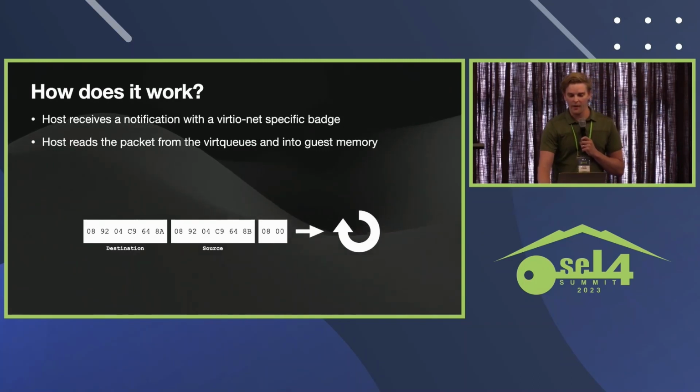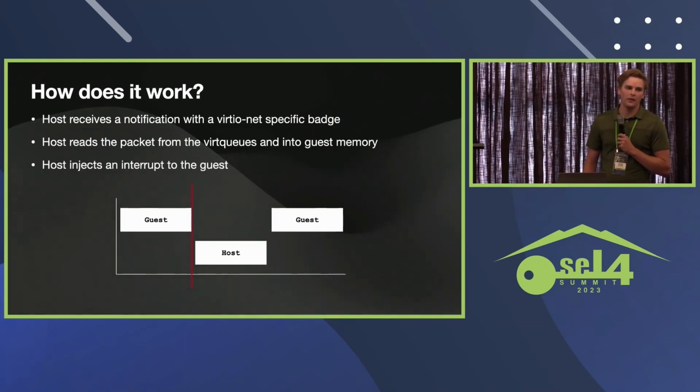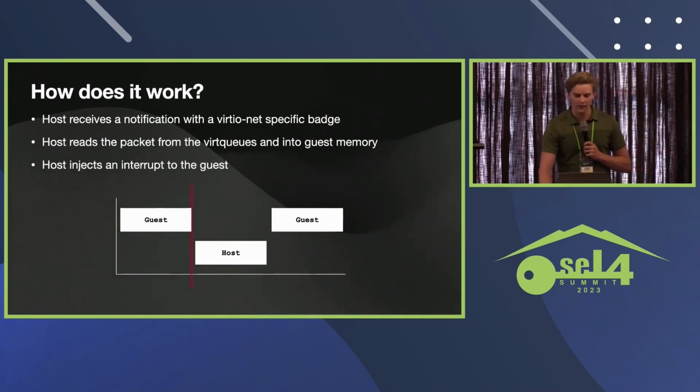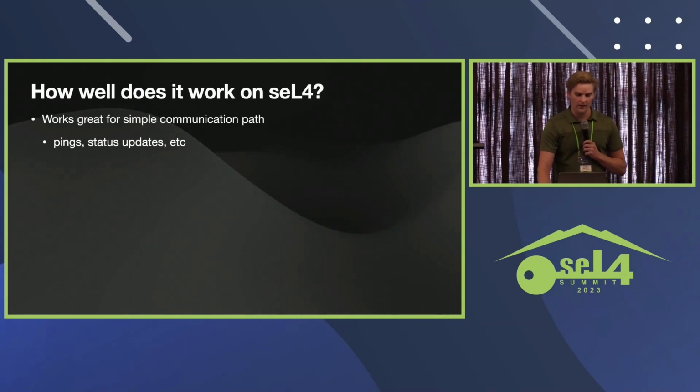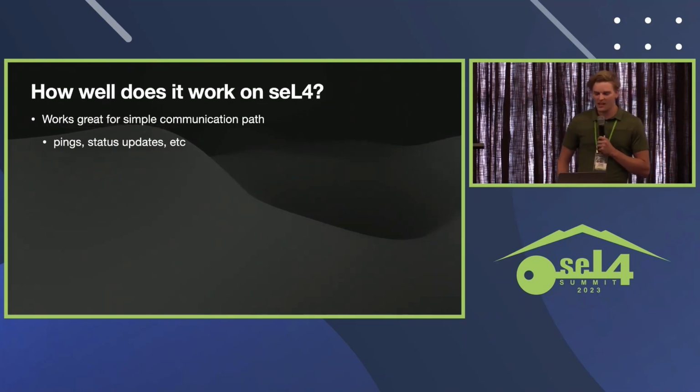The host can read the packet from the virtqueues and place it into the destination in guest memory where the guest is expecting the packet, and inject an interrupt to the guest to let it know that, hey, you have a packet available, and then the guest can pass that packet on to its destination. So this begs the question, how well does it work? Well, if you need to just communicate between two VMs, pings, status updates, a simple communication path, it works great.